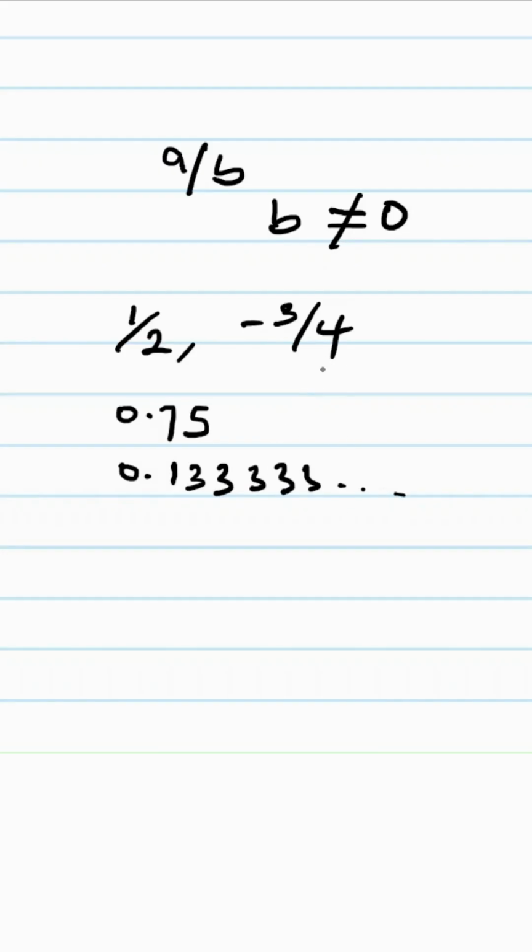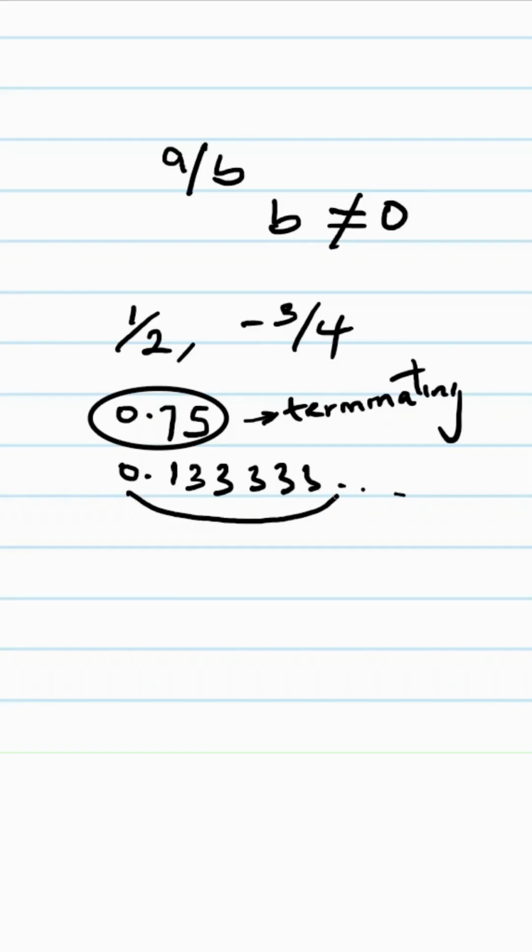Now, these are rational numbers. This kind of number, 0.75, is called a terminating decimal. While this one that is repeating is called a repeating decimal. As we go along in the series, we shall be explaining the meaning of terminating and repeating decimals when we are doing fractions.